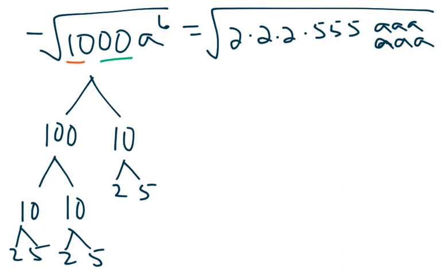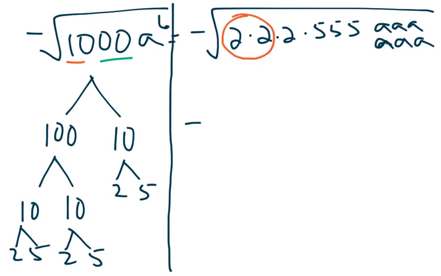Okay. Oh, and I got a negative. I got to remember my negative. I'm going to go ahead and bring that negative down so I don't forget. I'm going to make myself a barrier here. So the 2's, these will come out. These will come out. The A's, actually all of the A's will come out. Notice that I have 3 sets of A's. So it's going to be A cubed.